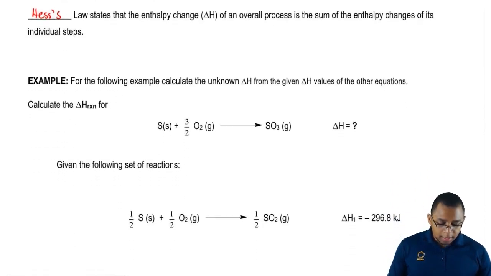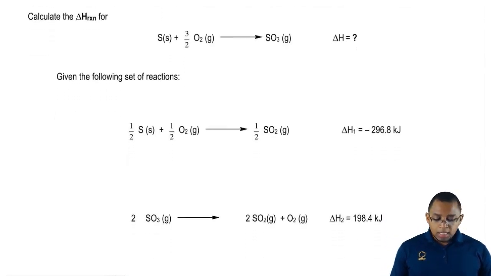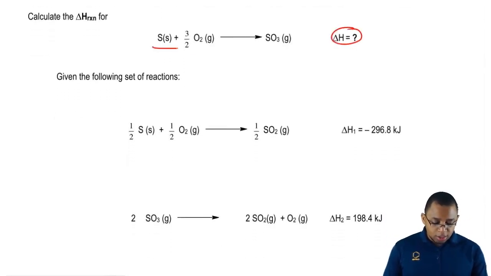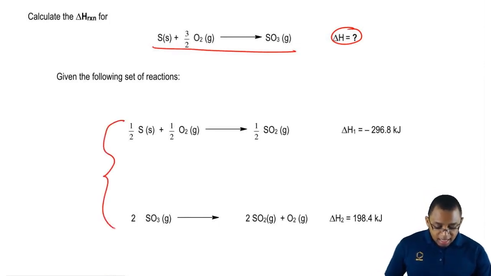Now, Hess's law basically follows the same pattern that we're going to see in this example. It says, for the following example, calculate the unknown delta H value from the given delta H values of the other equations. Basically, what we have to realize is we need to find the delta H of this reaction here, and the way we're able to do that is by manipulating these two reactions here in order for them to come out to this equation above. By manipulating them, we'll be able to find the delta H value we're missing.